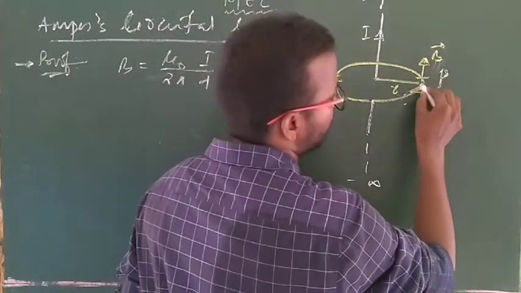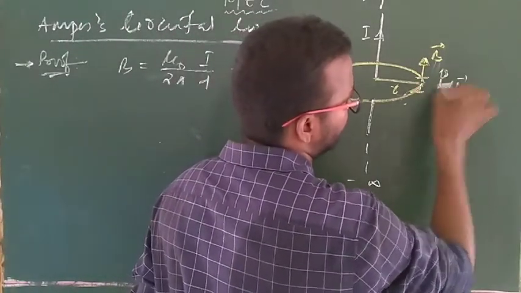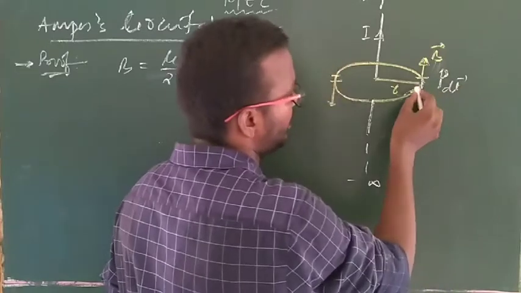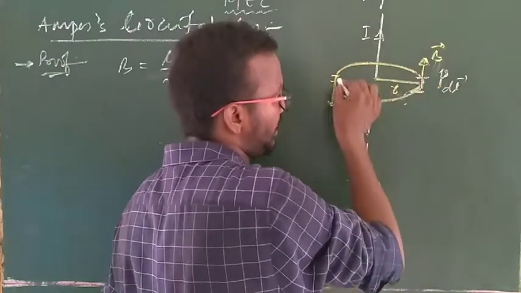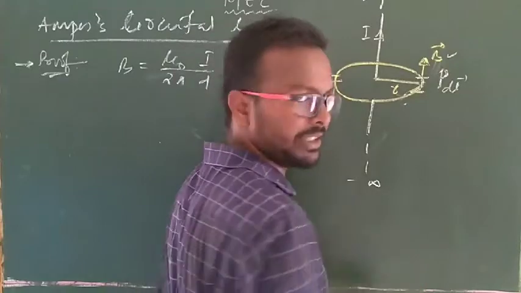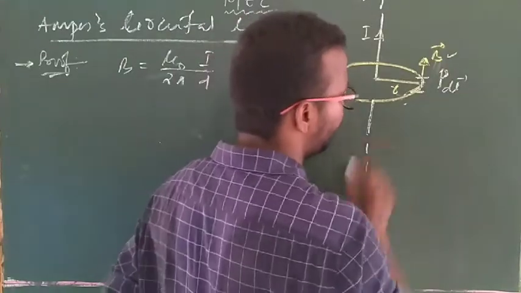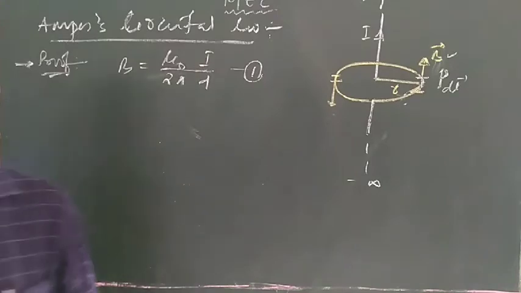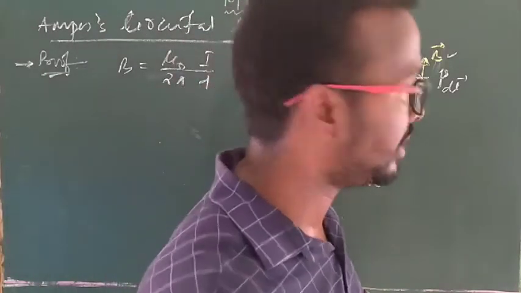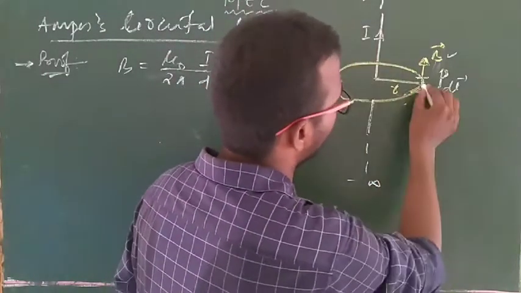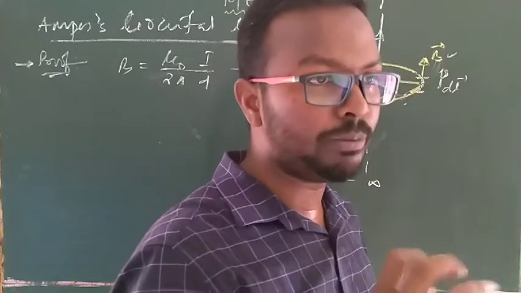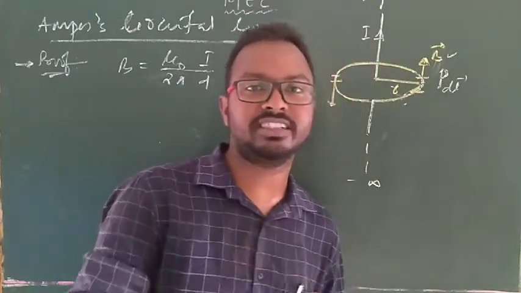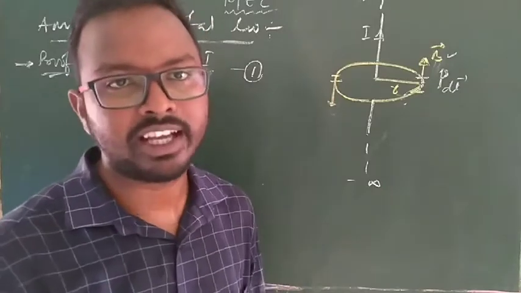And if we choose the small element dl, this is dl, and if we draw an Amperian loop in this way along the direction of B, what is an Amperian loop? What is the significance of an Amperian loop? If we draw an Amperian loop through any point, then the Amperian loop indicates the symmetry of the magnetic field and theta.